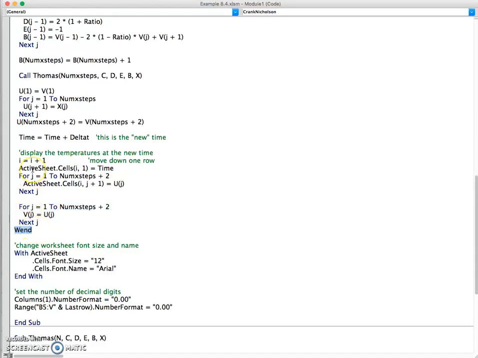After the while loop is over, that means you've gone over all the time points and you've written all of the U's onto a spreadsheet right here before actually ending the while loop. The rest are just modifying the font size and font name, and fixing the decimal digits of all the numbers in the spreadsheet to 2 decimal points.